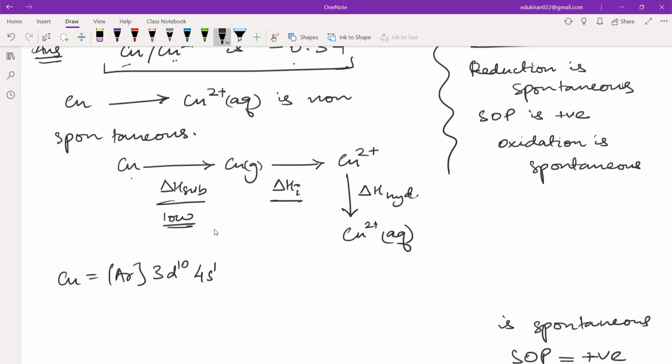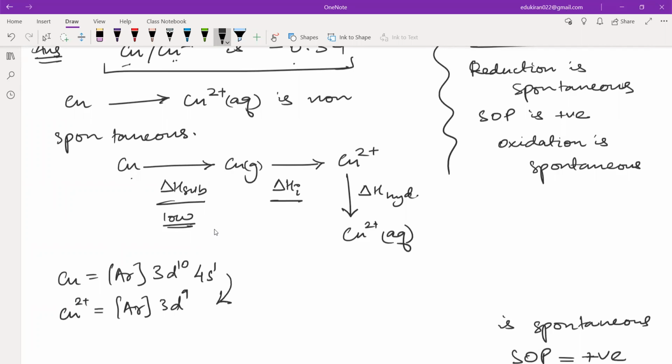Enthalpy of ionization is what? If I go from copper to copper 2+, this will be argon 3d9, yes or no? Right, one electron from the S and one electron from the D. Now this will be high because we are going from stable to very unstable. We have d10 here and 4s1.